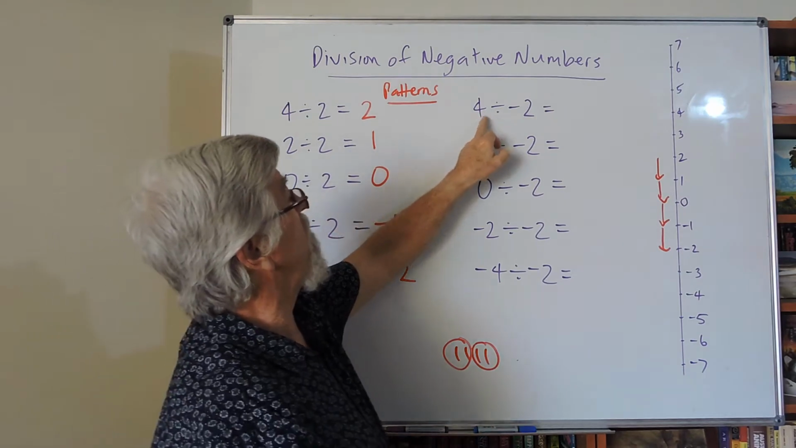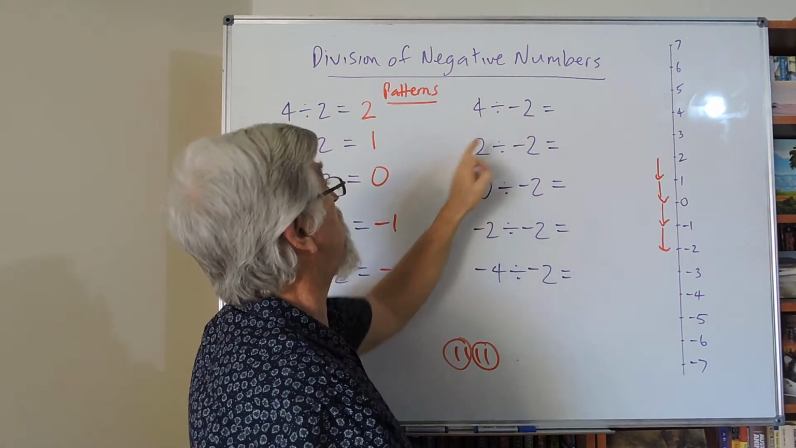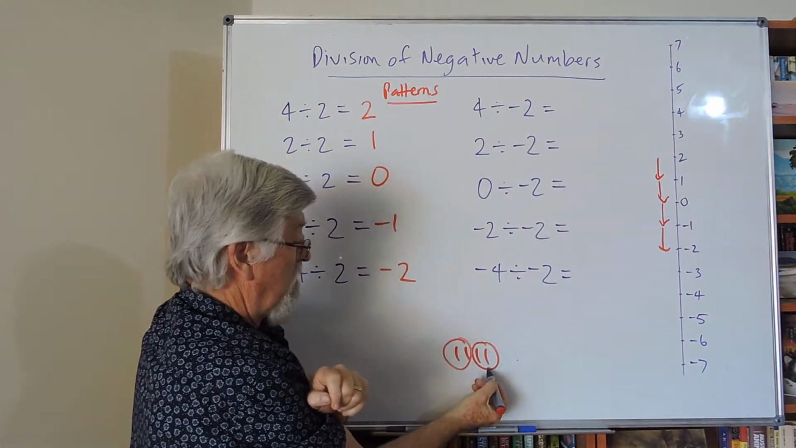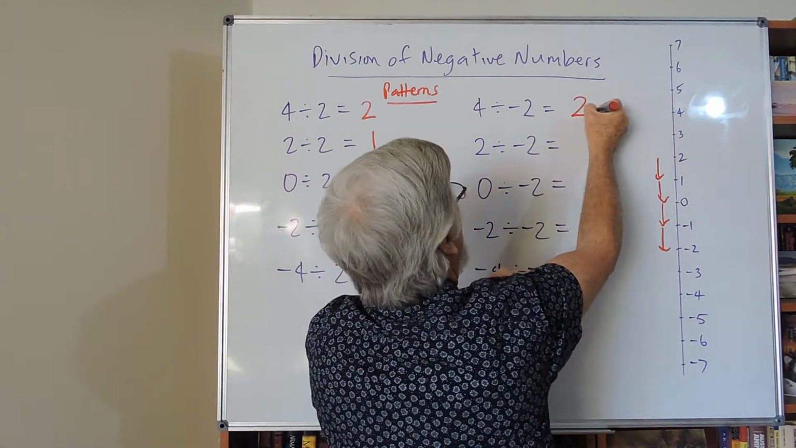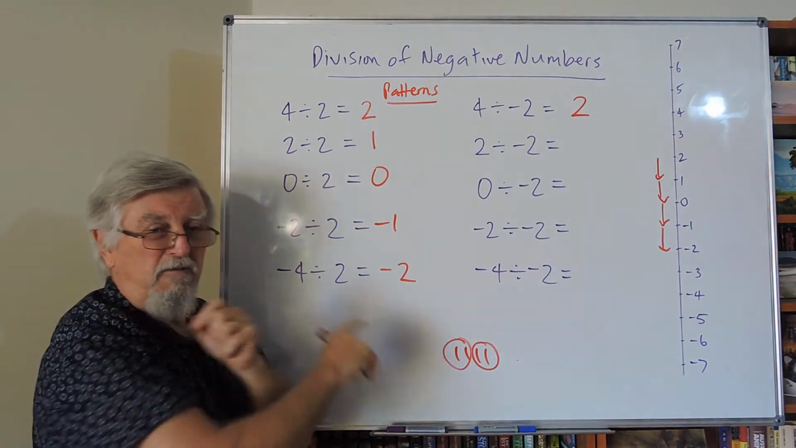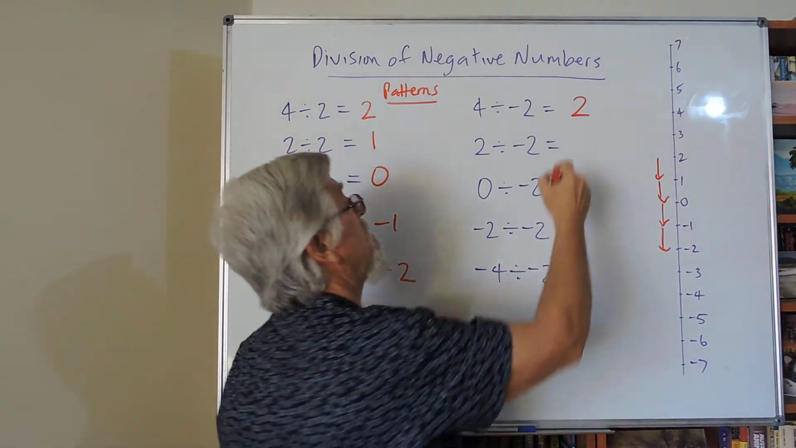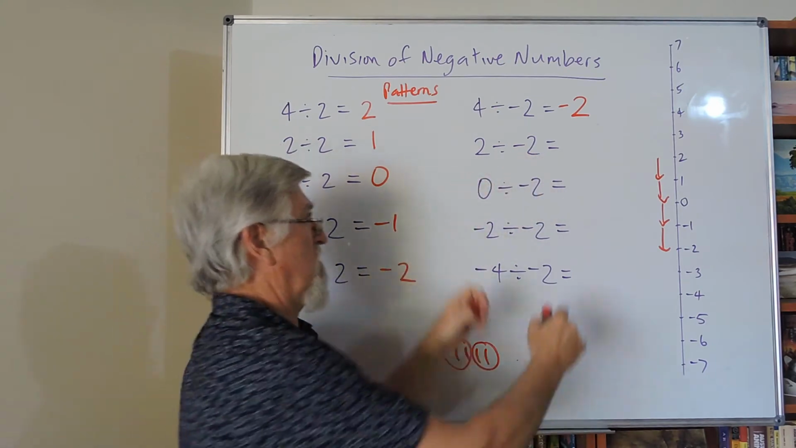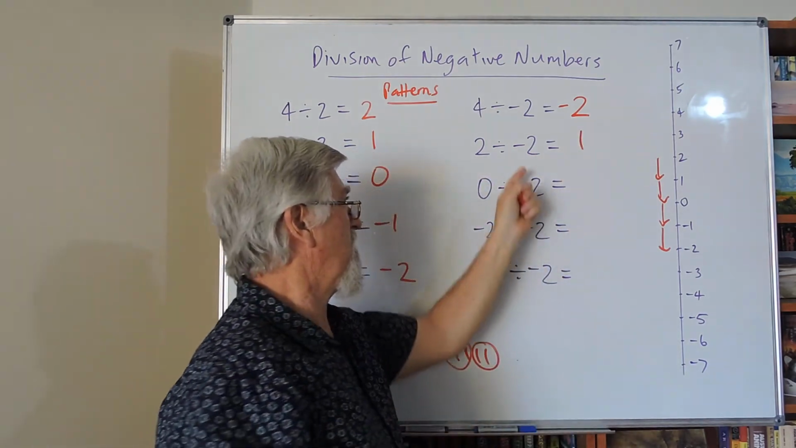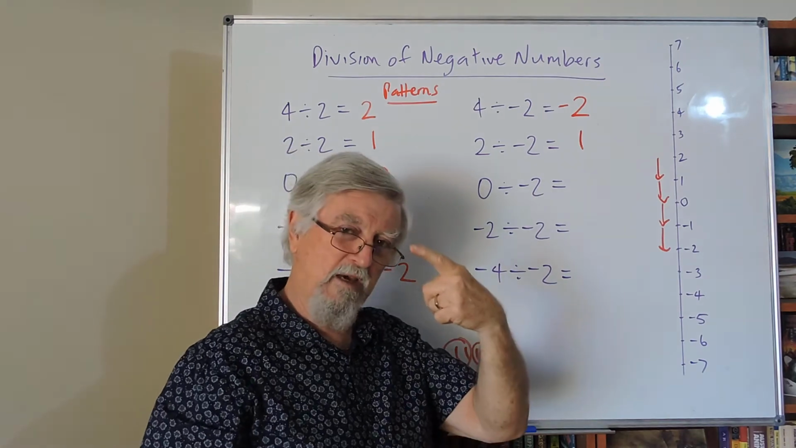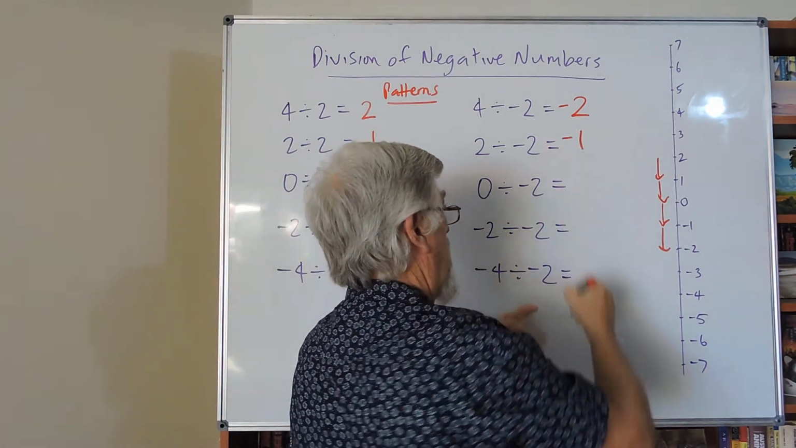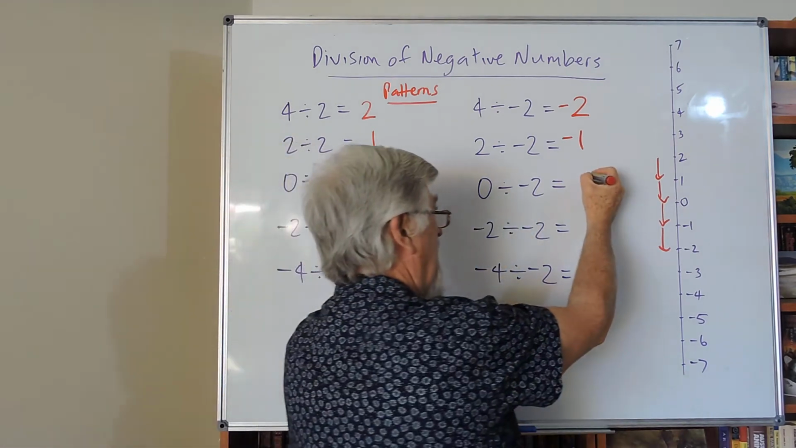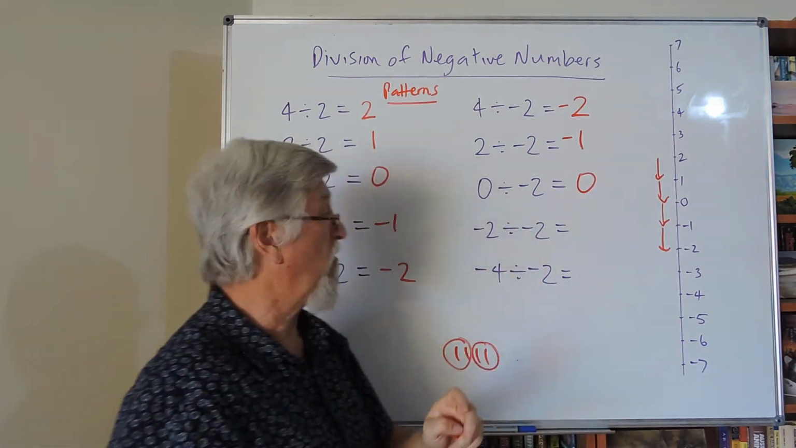So, 4 divided by 2, following this pattern we had here. How many times does 2 fit into 4? 2 fits into 4 twice. And we know that if we had 1 negative, it doesn't have a partner, so it stays as a negative. How many times does 2 go into 2? Once. How many negatives did I have? Only the 1 negative, so it stays a negative. How many times does minus 2 fit into 0? None. 0. It doesn't fit in at all.